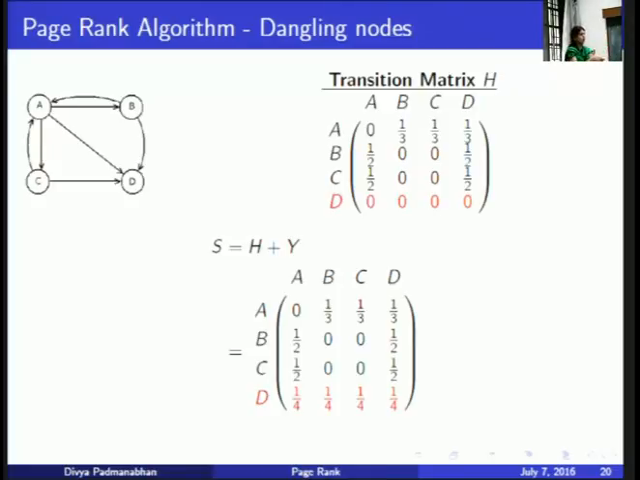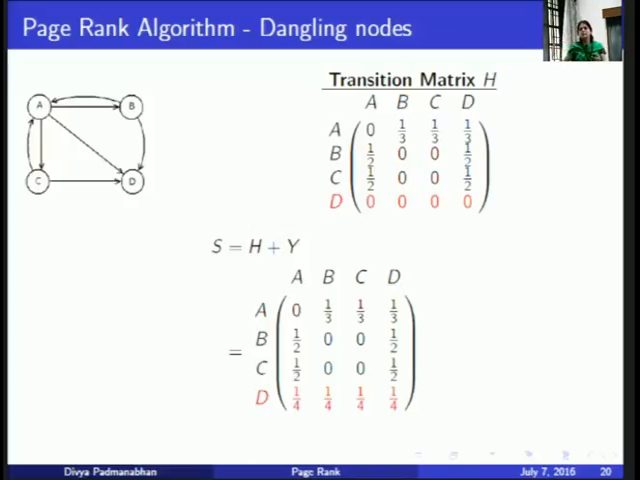What are you saying by doing this? It means that even though you hit a dead end D, your activity is not stopping there. You can start a new activity by going to any of the other web pages. Just because it doesn't have an outgoing link, it doesn't mean that the surfer stops at D always. That's why you have this 1/4 for every other page.